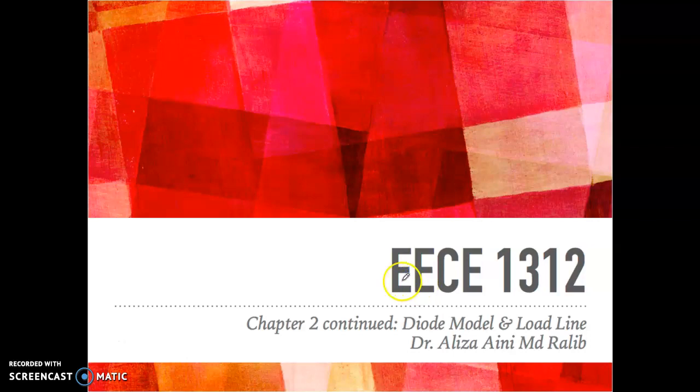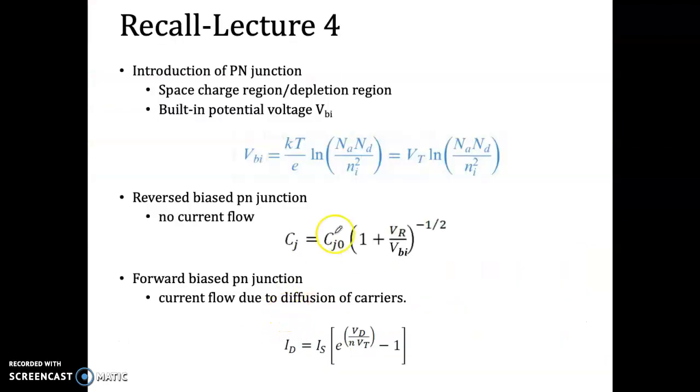So let's continue our chapter 2. This will be the last part of chapter 2. We're moving from semiconductor to what we call diode. Let's recall what you learned last class. You learned about how we can build a P and N junction. From this P and N junction, you can have what we call a diode.